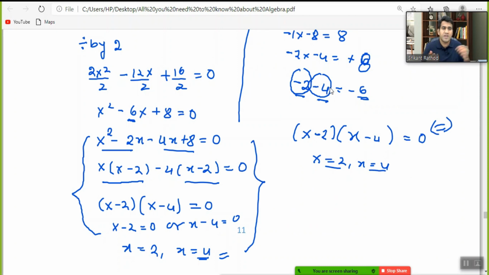After splitting the middle term, those themselves are the factors. Remember, you have to take them according to the sign as well, not just the number. Here it was -2, so I took it as -2. Here -4, I took it as -4. If it's plus, we have to take it as plus, based on the sign of that number. All right.